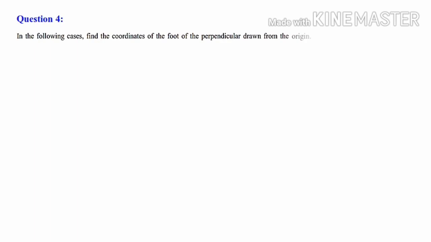Next we shall discuss question number 4. Question is, in the following cases, find the coordinates of the foot of the perpendicular drawn from the origin. We are asked to find out the coordinates of the foot of the perpendicular. We have already learned the formula for finding the foot of the perpendicular. Here the plane is given, 2x plus 3y plus 4z minus 12 is equal to 0.